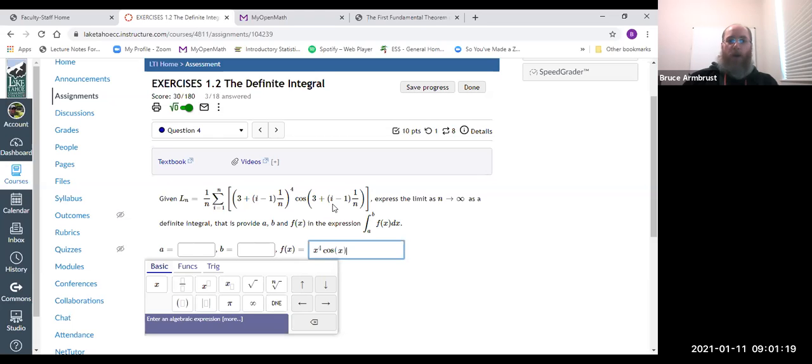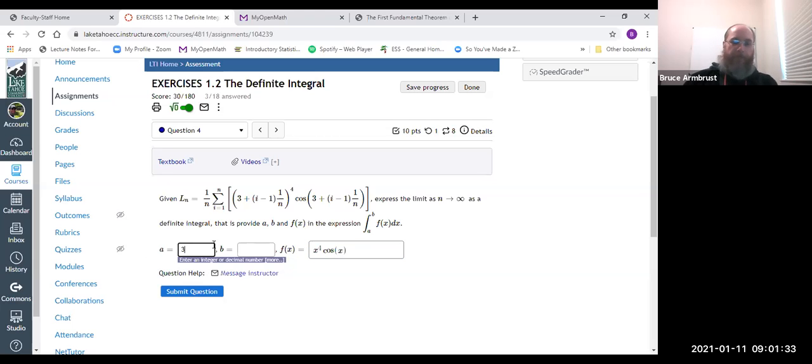So if i is 1, 1 minus 1 is 0. 0 times 1 over n is 0. 0 plus 3 is 3. Right? So I just plugged in 3. So 3 is my starting value. So how far am I going to go? Where do we end?